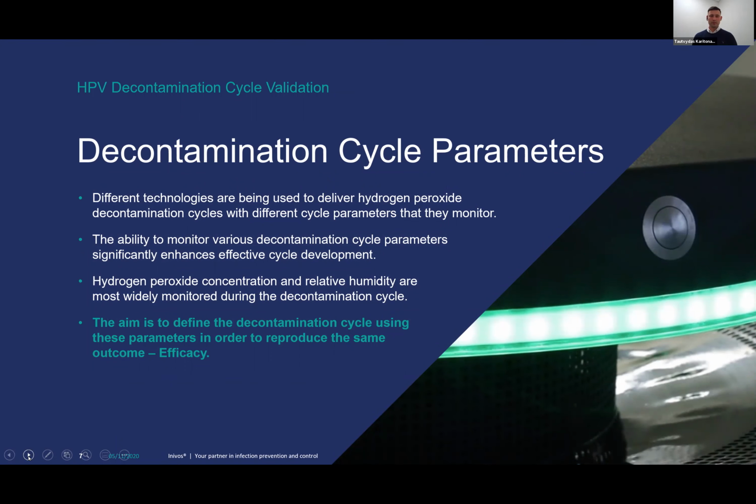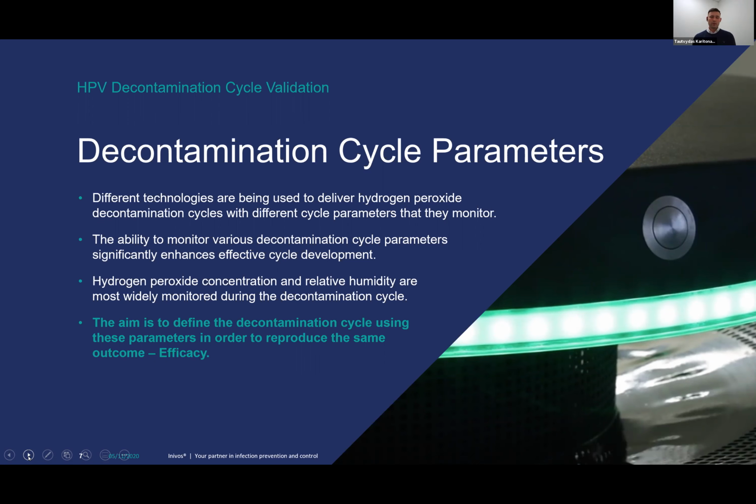It's important to say that you have systems that monitor nothing. They would just inject a dose of hydrogen peroxide and expect to get the right level of efficacy. On the other side, there are systems that do monitor specific cycle parameters to try and get efficacy every single time. The ability to monitor various decontamination cycle parameters significantly enhances effective cycle development. If you monitor cycle parameters such as temperature, humidity, process time, and hydrogen peroxide concentration, you can actively see what the best cycle parameters are to achieve the right level of efficacy. And you can scale that to specific circumstances or the challenge in whatever environment you're dealing with.